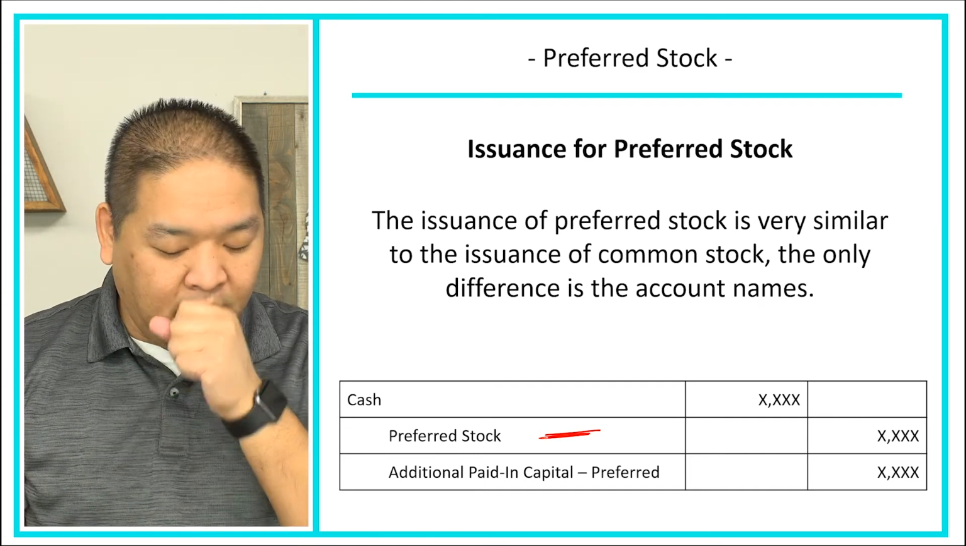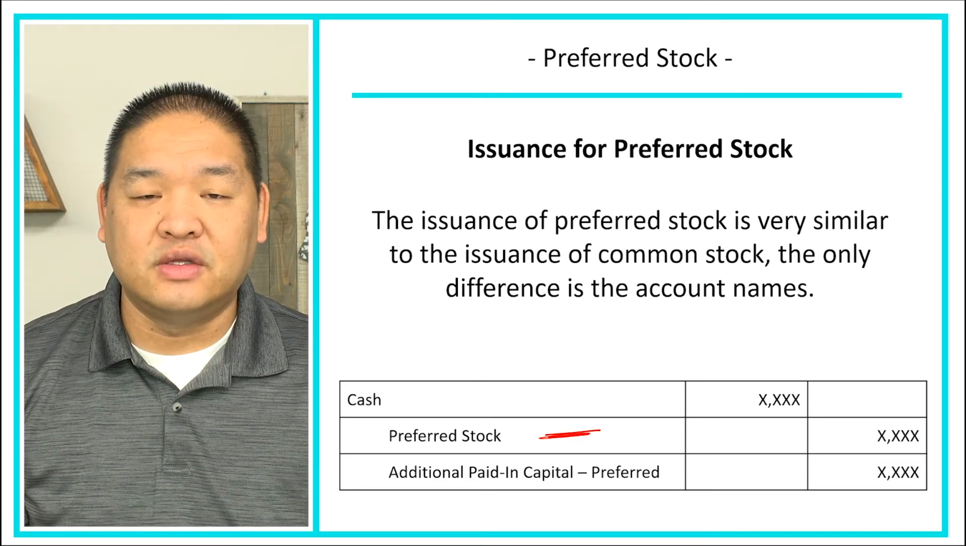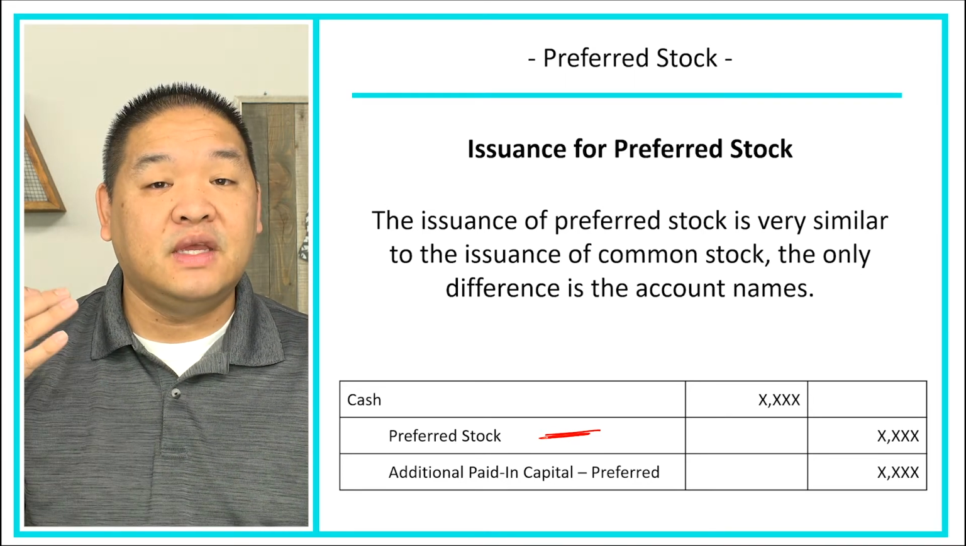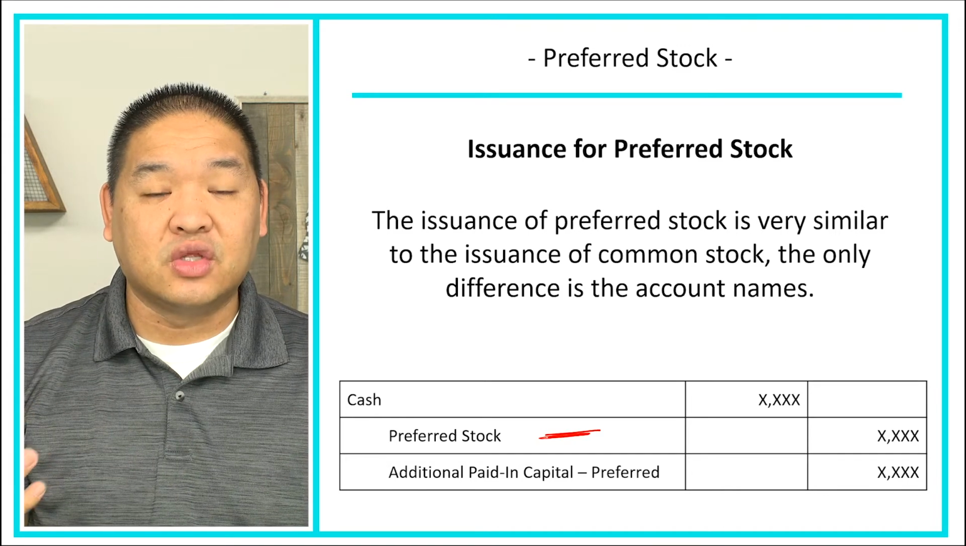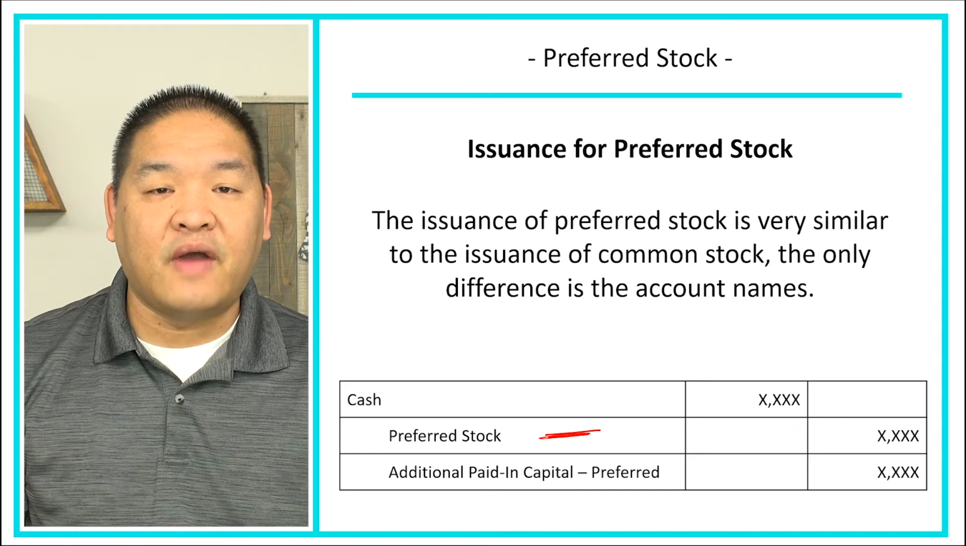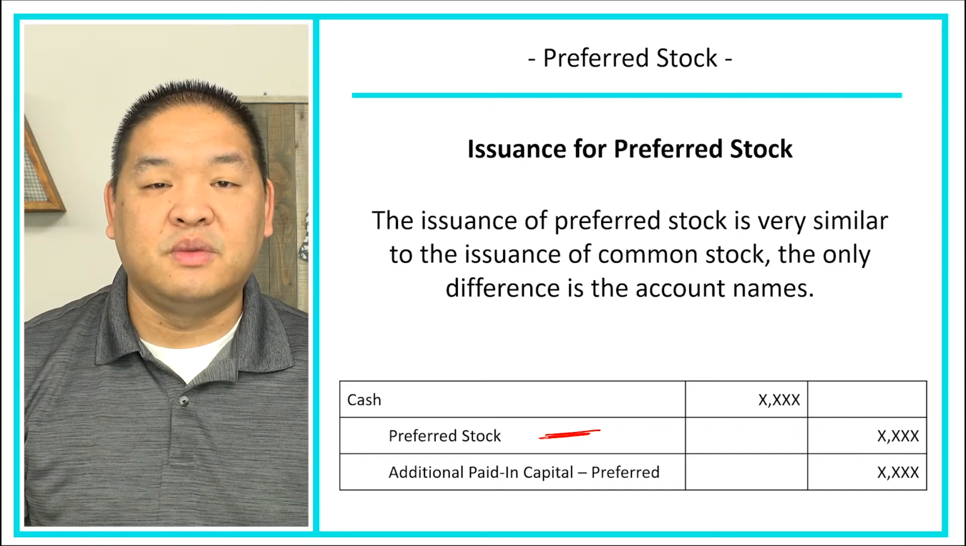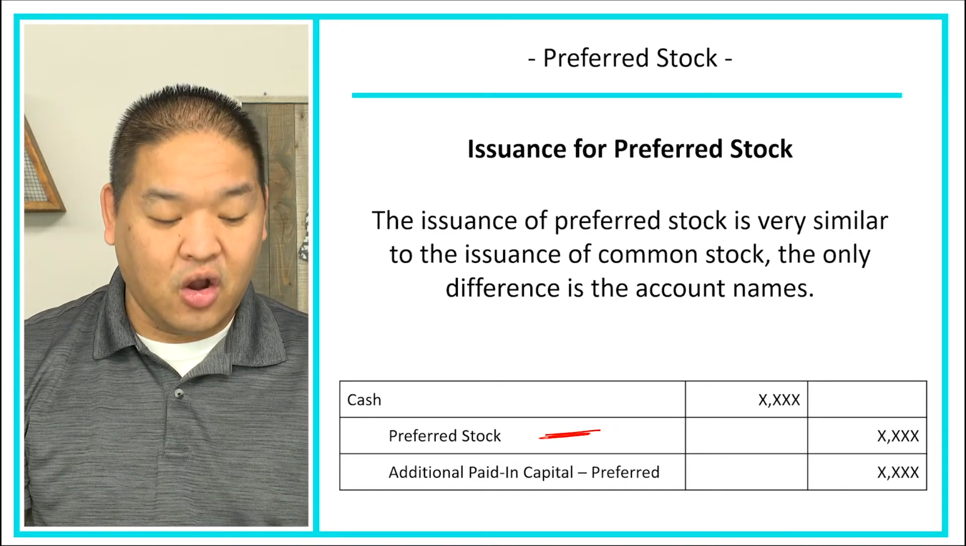Now, if you don't have a par value, which you wouldn't, although usually you would have a par value, you can just use preferred stock as your credit and then no additional paid in capital. But because of the percentage that goes along with the preferred stock, usually there is a par value, and that par value is what we use to calculate the dividend that is required to be paid to those preferred shareholders.